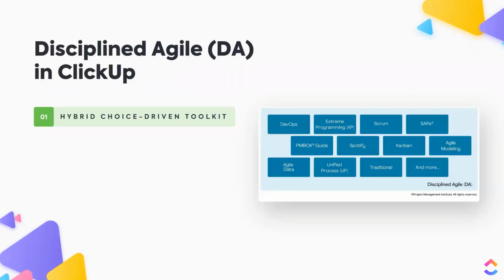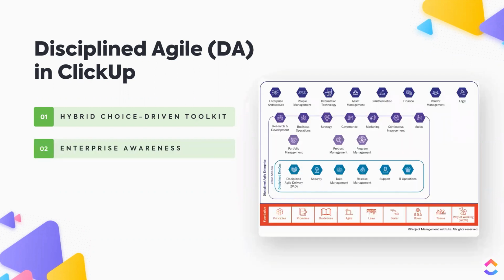To make it simpler to understand today and demonstrate the most common practices in ClickUp, we're going to base this webinar on the Disciplined Agile Toolkit, which, as I just said, is not a framework, but a hybrid, choice-driven toolkit that includes practices from many existing frameworks, like Scrum, Kanban, XP, and SAFe. It's also an Agile at Scale toolkit that is enterprise-aware by considering all teams and organizational levels of the value stream to adapt to any type of context, which is also the vision that ClickUp promotes.